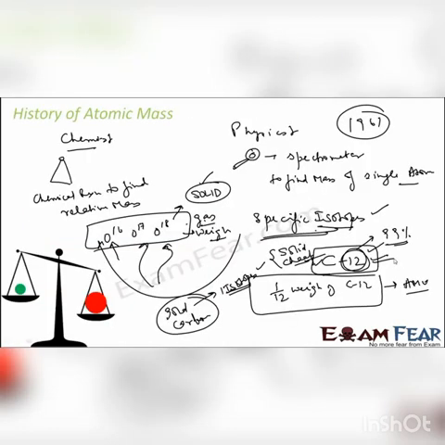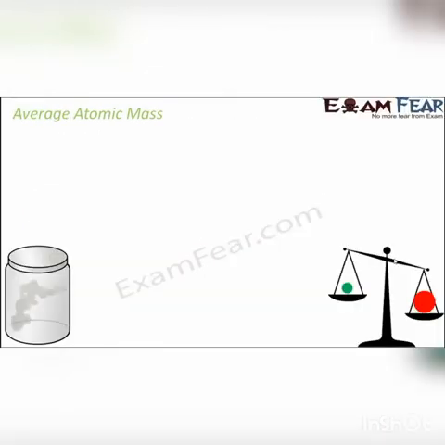This is the history of atomic mass for a given. Now let's see average atomic mass. What is average atomic mass? We have so many isotopes of oxygen, for example 16, 17, 18. Let's suppose oxygen 16 is 99%, and oxygen 17 and oxygen 18 are, let's suppose, 0.5% each. I don't know the exact figure, so I'm just putting some values.